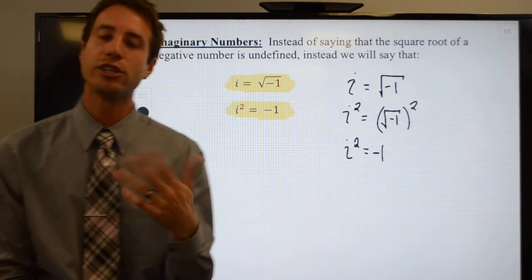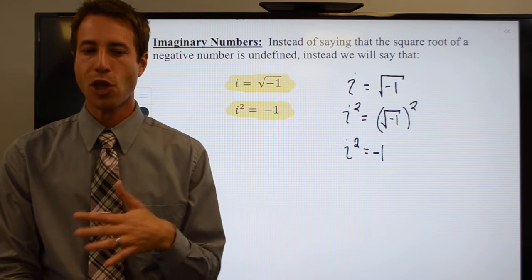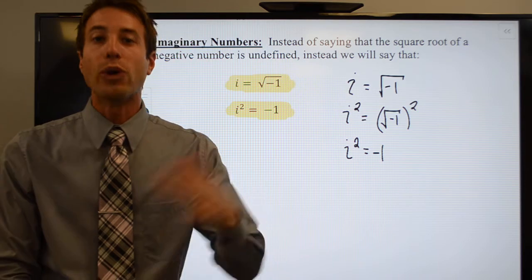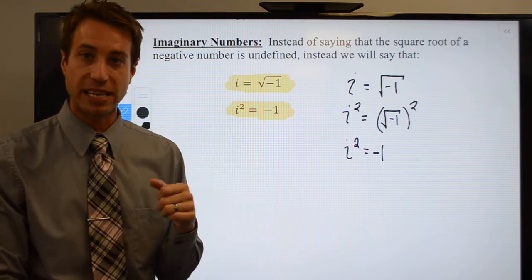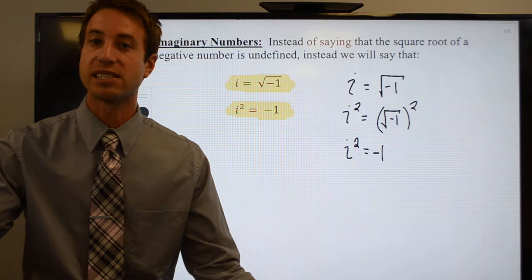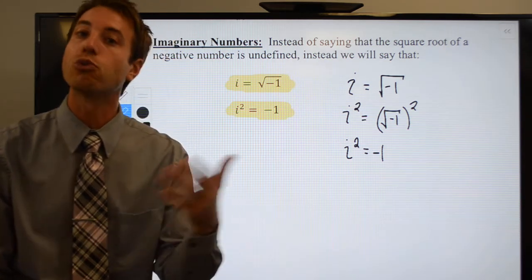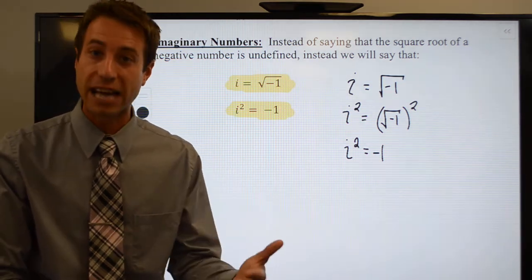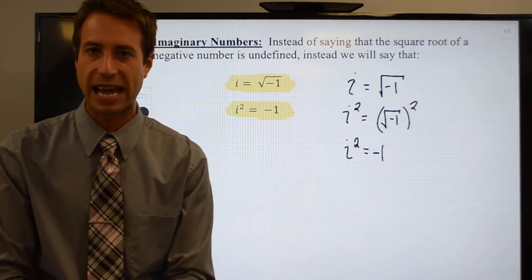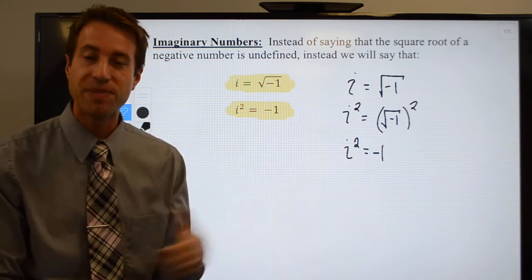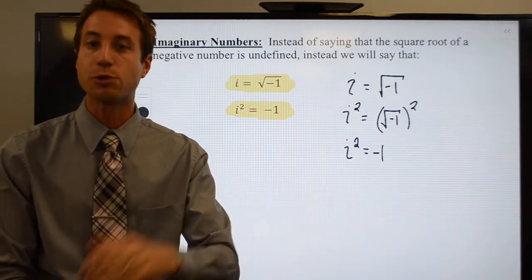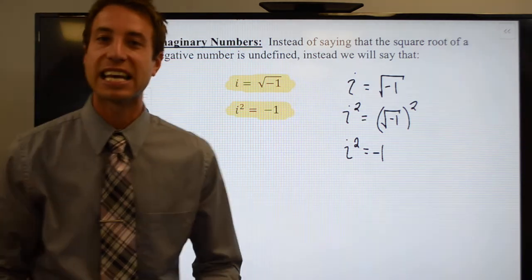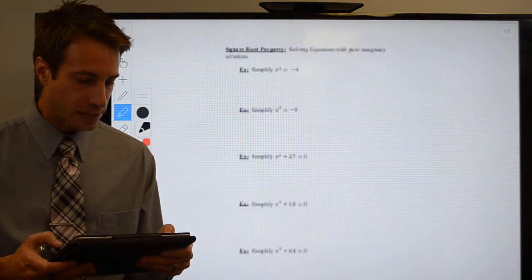So now what we're going to do here in Algebra 2 is, instead of saying when you come across the square root of a negative number that it's undefined, we're going to go ahead and use this definition to introduce this idea of imaginary numbers, because we're looking for solutions to quadratic equations, and some quadratic equations have imaginary solutions. You wind up with the square root of a negative number, and now we have a definition to help us deal with those particular quadratic functions when we come across them. So let's go ahead and take a look at how some of these are going to work on the next page of our notes here.